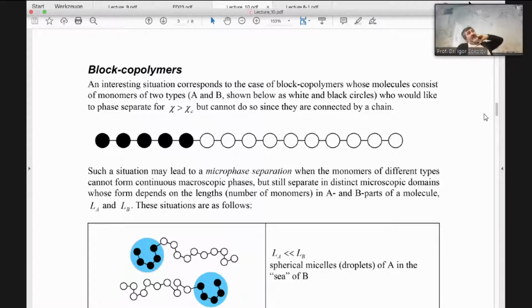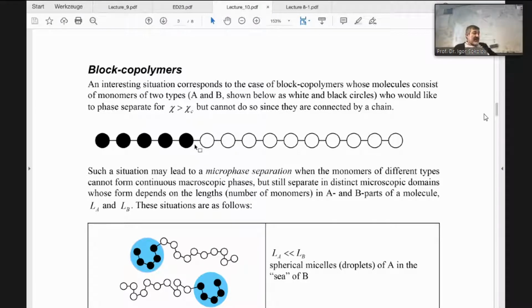So now imagine that A and B are not two different polymer molecules, but two different parts of the same molecule. So A and B are connected to each other. And here I have a binary block copolymer. Now, if this connection would be cut, I would have the previous situation of a polymer blend.